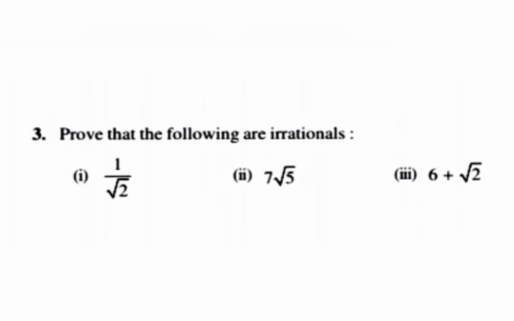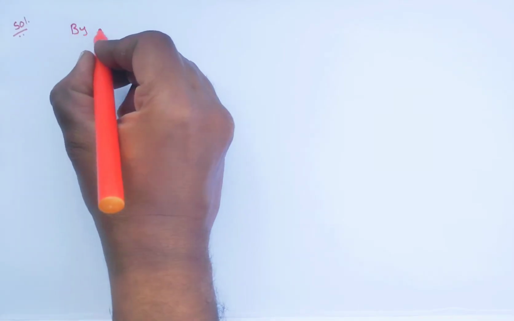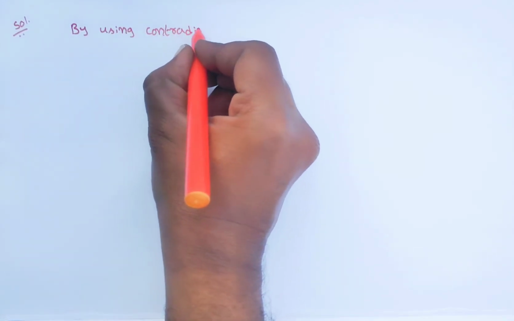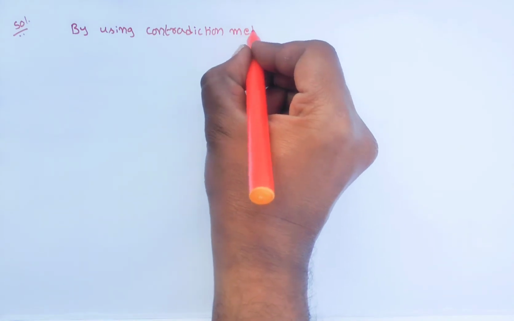Here the numerator 1 is rational and the denominator root 2 is an irrational number. As in a fraction, a rational by an irrational number, we know that it is an irrational number only. For this solution, we prove it by an indirect method of proof, that is, by using the contradiction method.